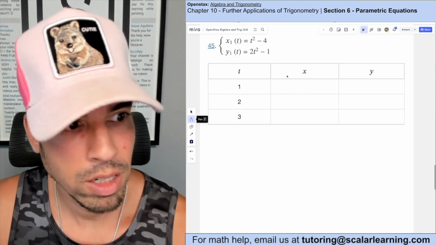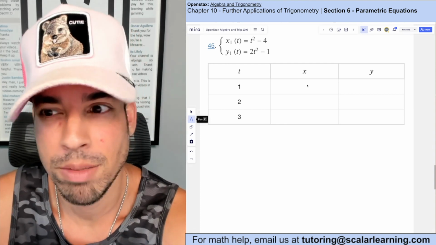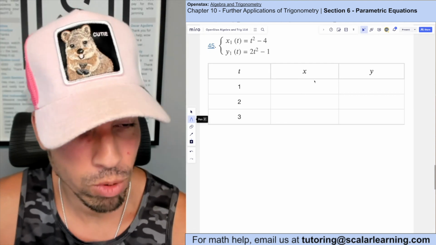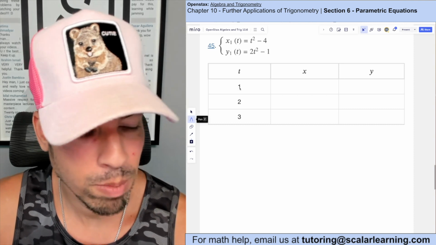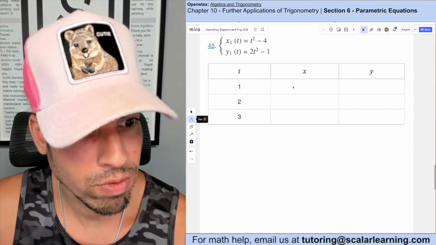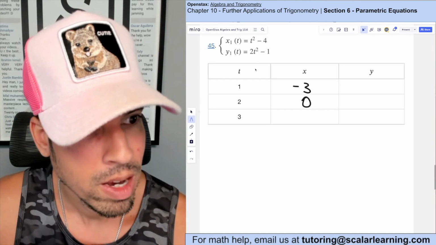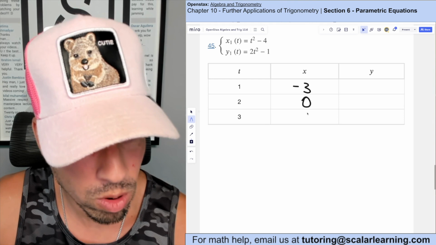So for this one, it does say to use a graphing calculator to complete the values, but I think we can do it pretty easily by hand and mentally. So I'm going to do that for you now. So for the x values, I'm going to plug in 1, 2, and 3 for t. When I plug in 1 squared minus 4 is negative 3. 2 squared minus 4 is 0. And then 3 squared, 9, minus 4 is 5.